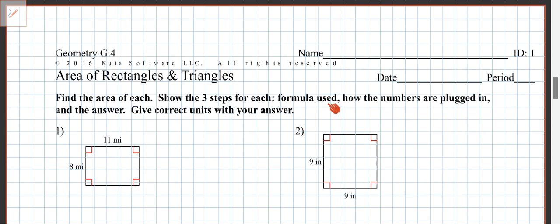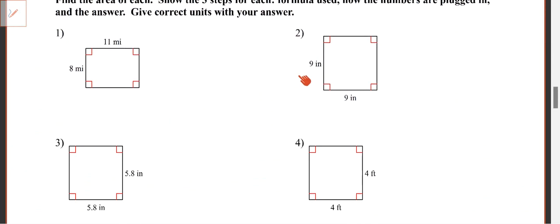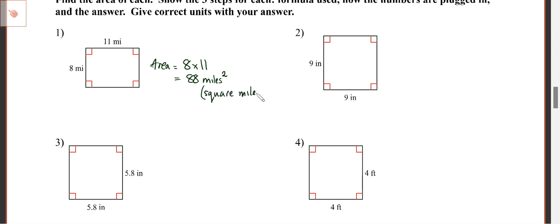I'm just going to get you to work out things. The first one I'll do with you. What's the area? Area equals 8 times 11, which is 88, and we say square miles, MI for miles. If you don't write the unit afterwards, it's not completely correct. It's not wrong, it's not completely correct.